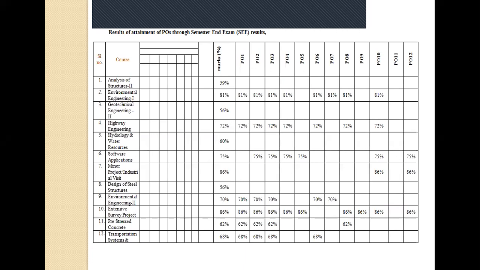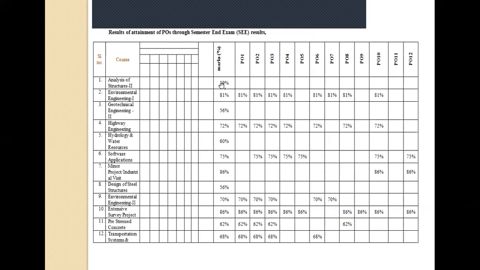Let us consider highway engineering, 72%, indicating the average marks of the entire class. So the entire class has to be considered here, not a single student; the entire average is given here. If you look at the design of steel structures, the total average is only 56%. So with 56%, we cannot distribute these values, because 60% is the minimum that we need to consider.